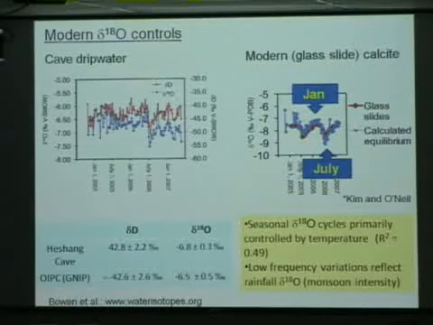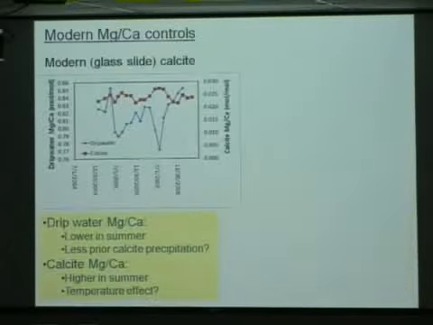Another useful aspect of having these seasonal cycles is that they provide a useful chronological tool, because we don't expect the timing of the seasonal temperature cycle to change significantly, and therefore we can define the highest delta 18 periods as January, the coldest month, and the lowest delta 18 values as July. So we actually have something now which we can use as a marker, and we can use this to define the timescale for the other proxies that we measure.